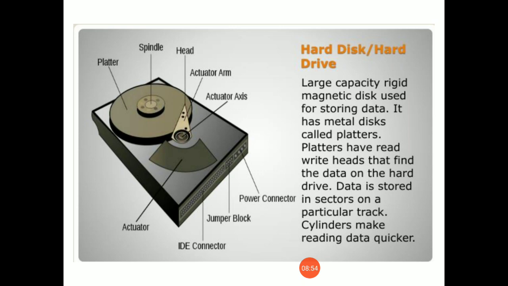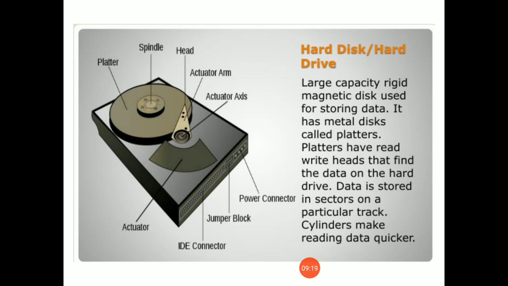So the storage capacity of hard disk drives can be up to 4 TB. Storage capacity per platter can be up to 1 TB. The speed of rotation of the platter is 3600 RPM to 15,000 RPM, etc. So this was all about the hard disk.